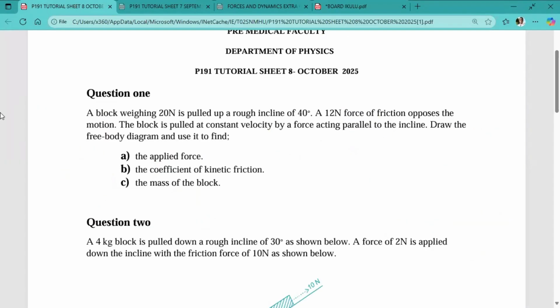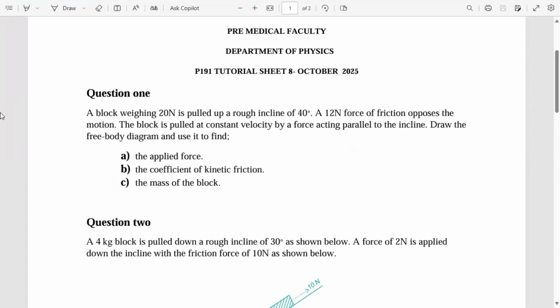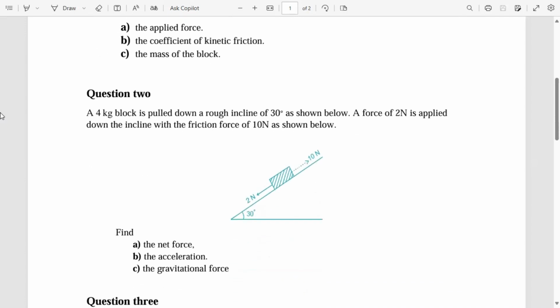So you can counter check. We've calculated the force applied as 24.86 newtons. We've calculated the coefficient of kinetic friction as 0.83, and we've calculated the mass of the block as 2.04 kilograms. That, ladies and gentlemen, marks the end of question 1. We can go to the next question, which is question 2.